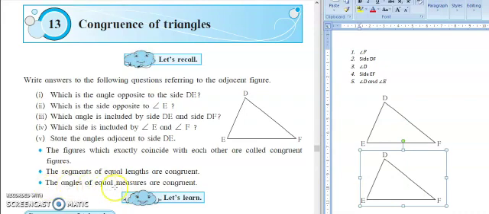Then angles of equal measure are congruent. If we have this angle E of measure, suppose, 40 degrees and this angle is also of measure 40 degrees, then both these angles are congruent to each other. Suppose this angle D is of 70 degrees and this angle F is also of 70 degrees, then these angles will be congruent to each other.